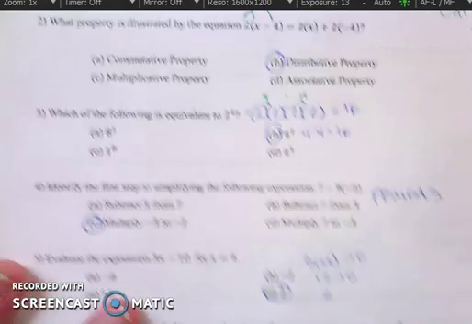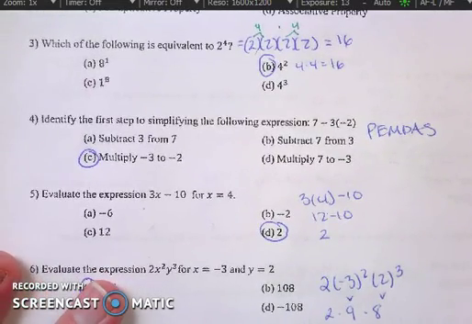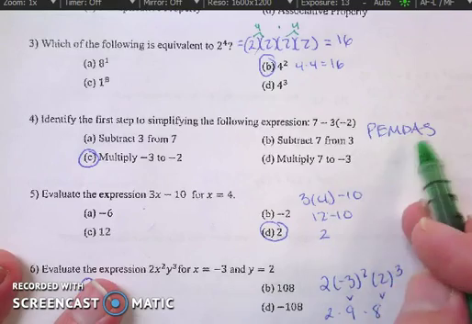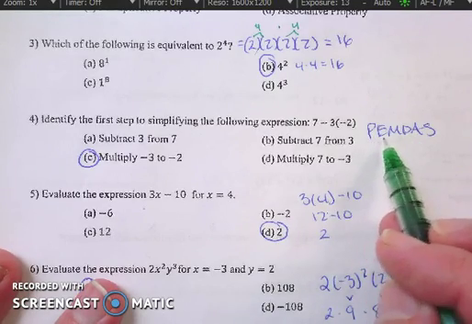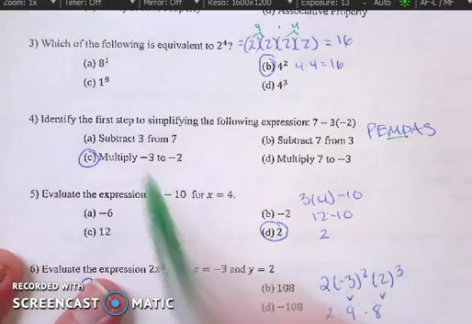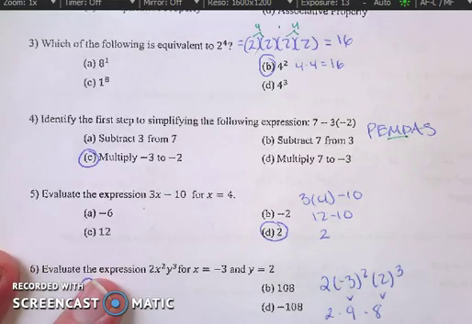Okay, so B. Number 4, which step do I do first? Well, we got to follow PEMDAS. There's nothing to do in parentheses, no exponents, so we go straight to multiplication division. So we're going to multiply -3 to the -2.